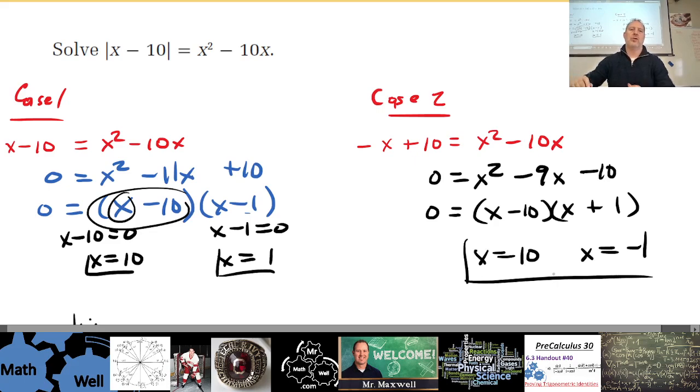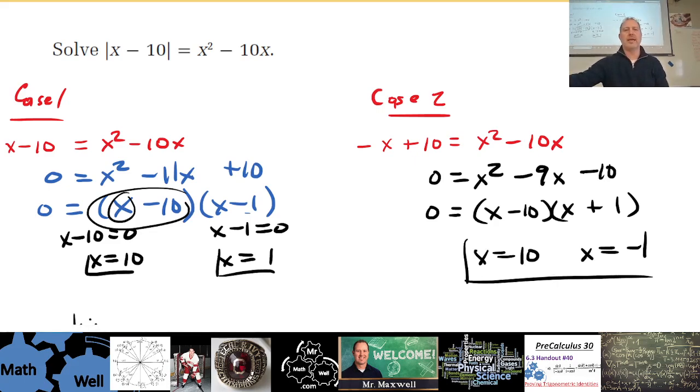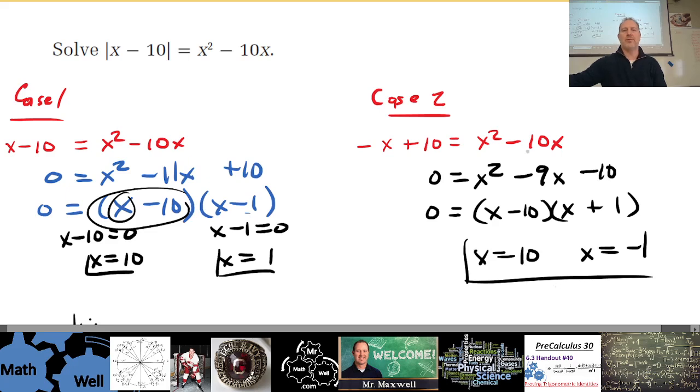Okay, so let's think about this for a second. Could we possibly have 4 different answers? If this was a parabola right here, and this was a V-shaped absolute value line, could we have 4 different values? Let's see, you could have 1 solution. You could have 2 solutions. Could you have more?